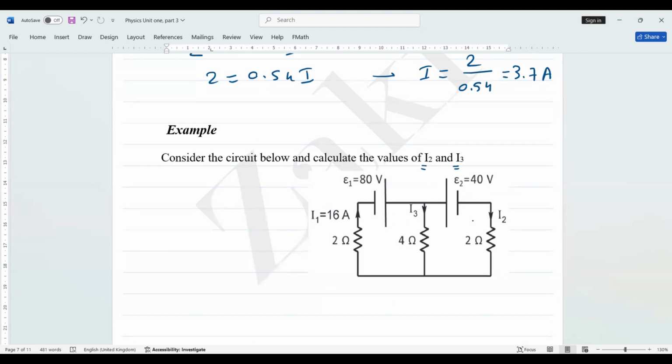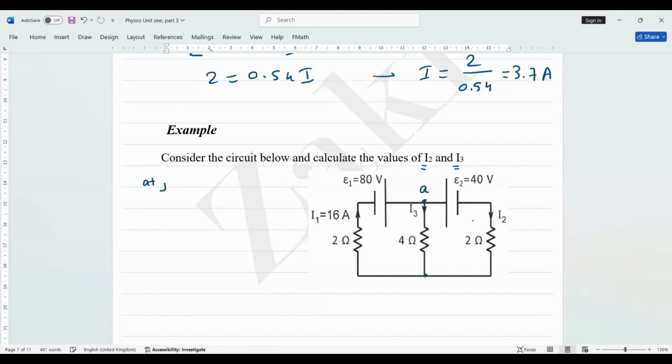Now, we start with the junction here. We can say this is junction A, or we can choose this point. There is no other junction. The junction is the point at which all the currents meet together. So at junction A, we use Kirchhoff's first law, and then we use Kirchhoff's second law.